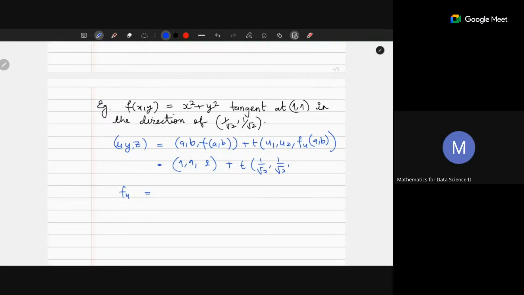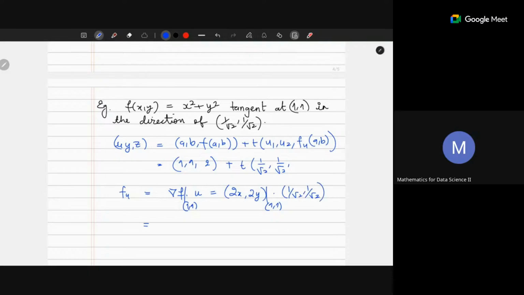is 2x. Now for f, we have to take the gradient dot product with the gradient, right? So let's do that. If we take the dot product with the gradient, what is the gradient? The gradient is 2x, 2y, but we need to evaluate it at (1, 1). If I evaluate it at (1, 1), then I need to take the dot product with vector u.